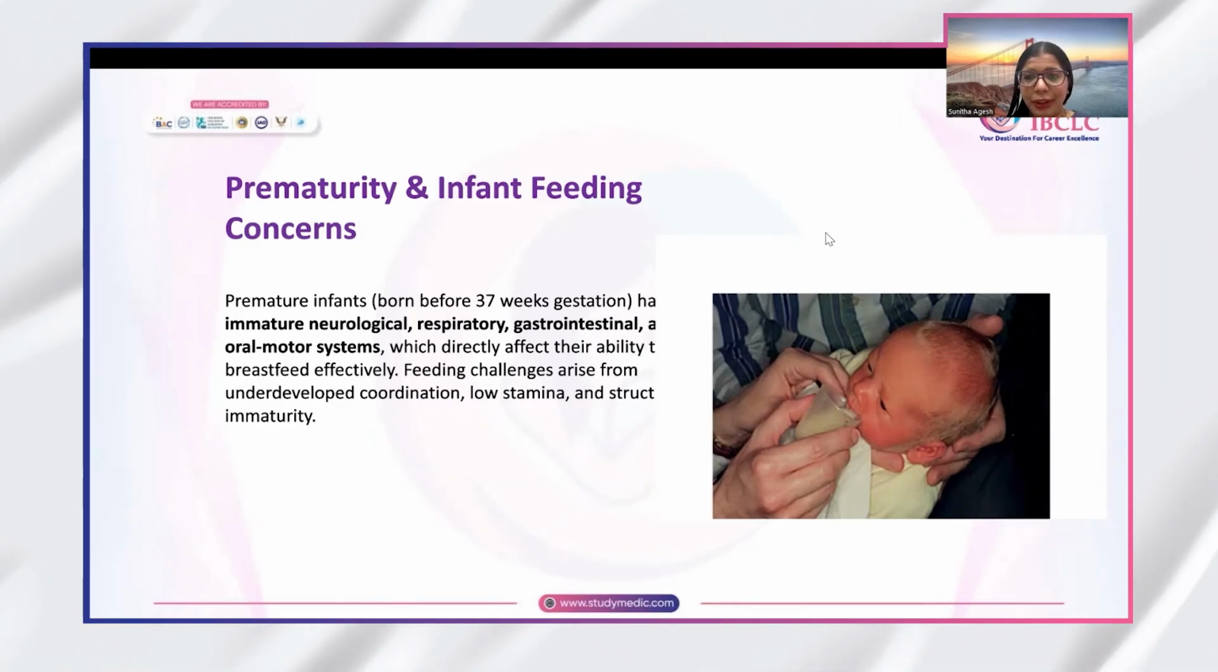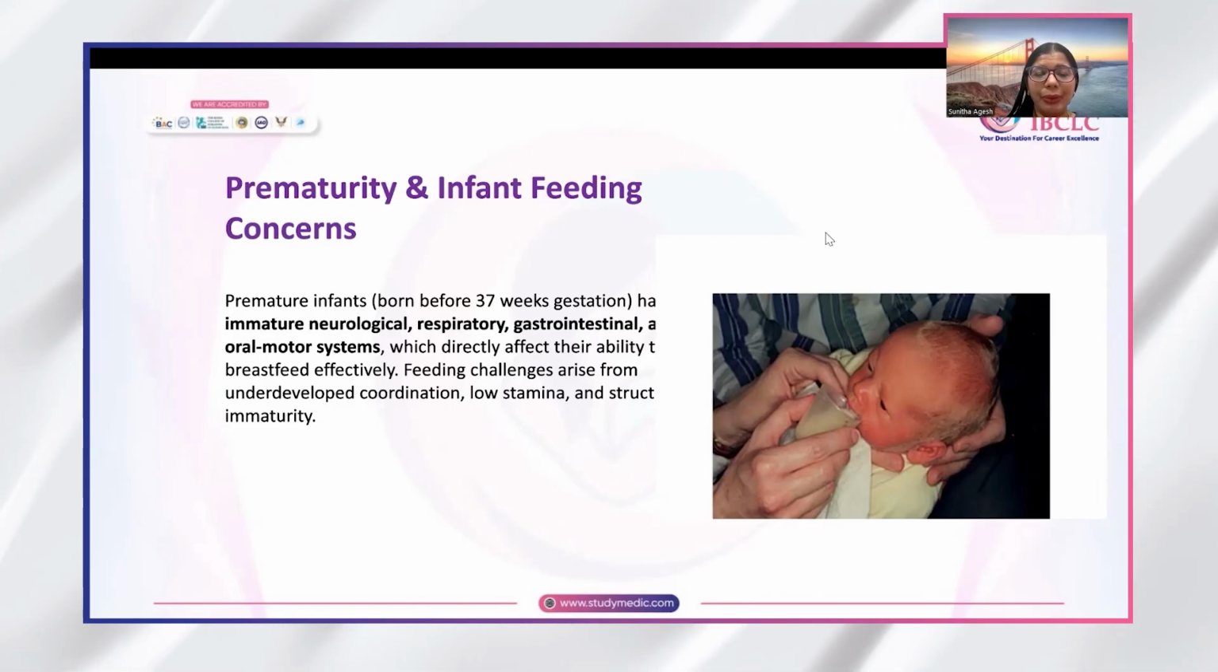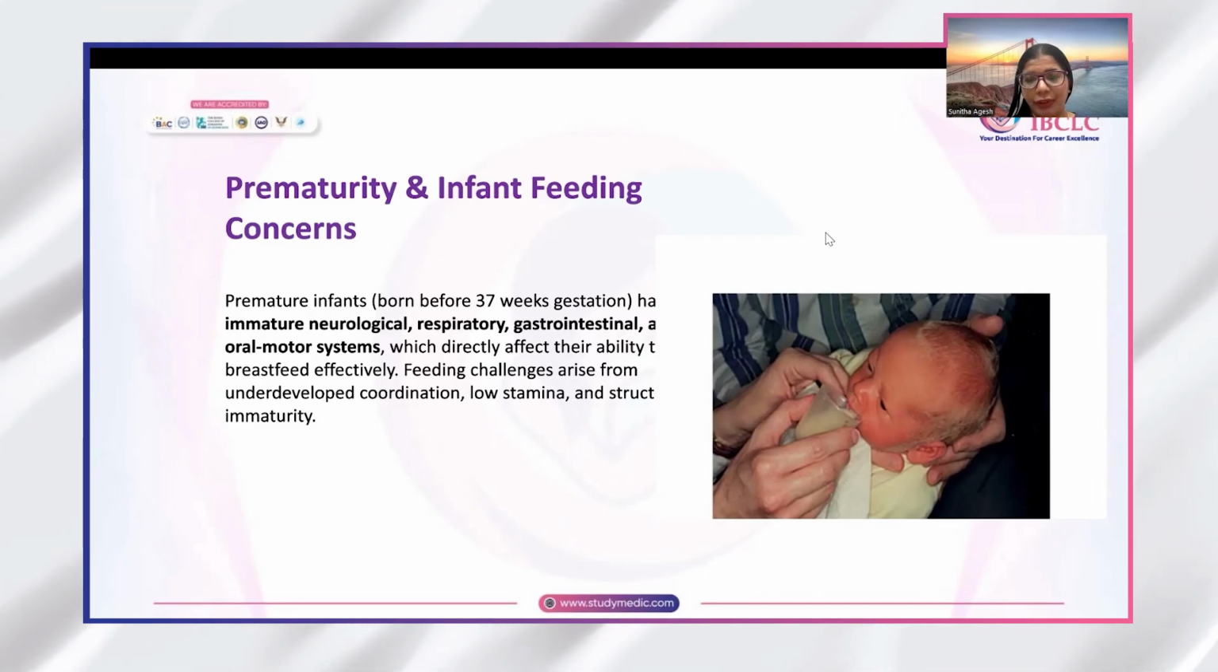Why cup feeding here? Because for preterm babies, cup feeding is a better way of feeding, because the baby will not get adequate milk transfer when we are giving breastfeeding, so we can top up with cup feeding.